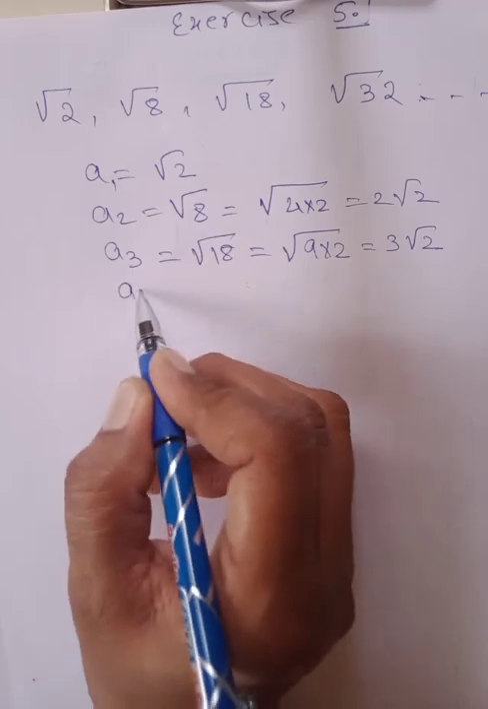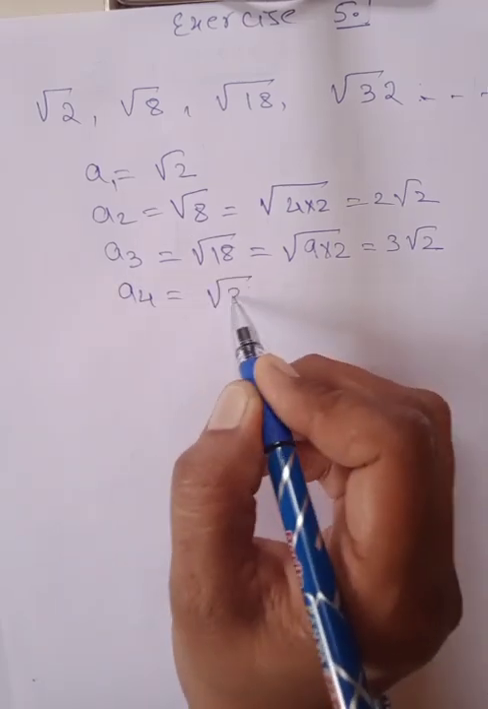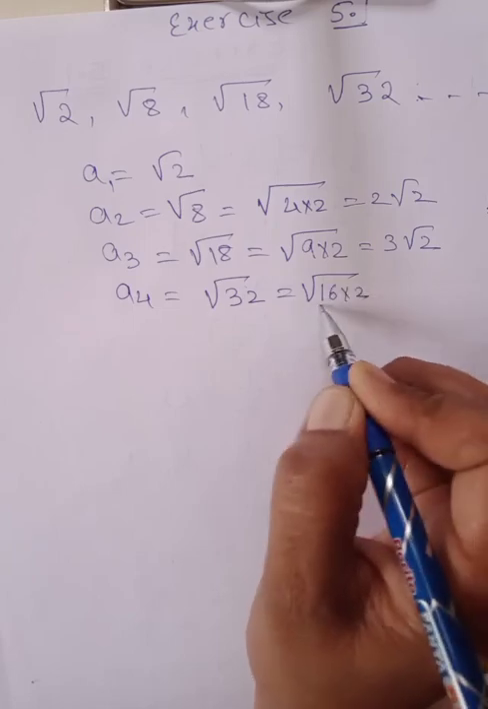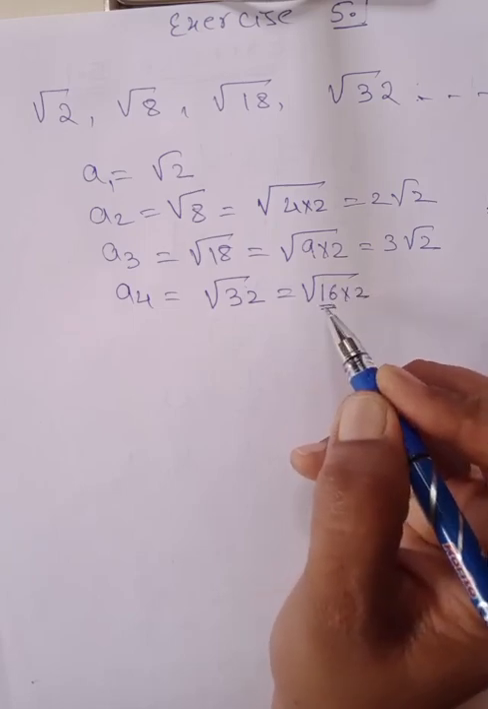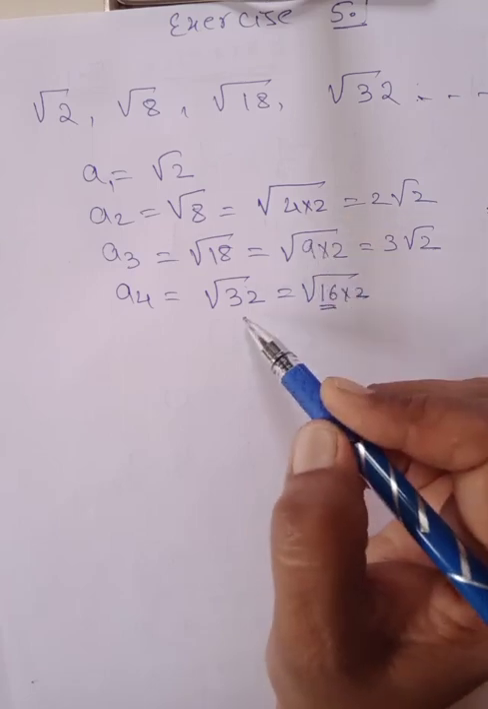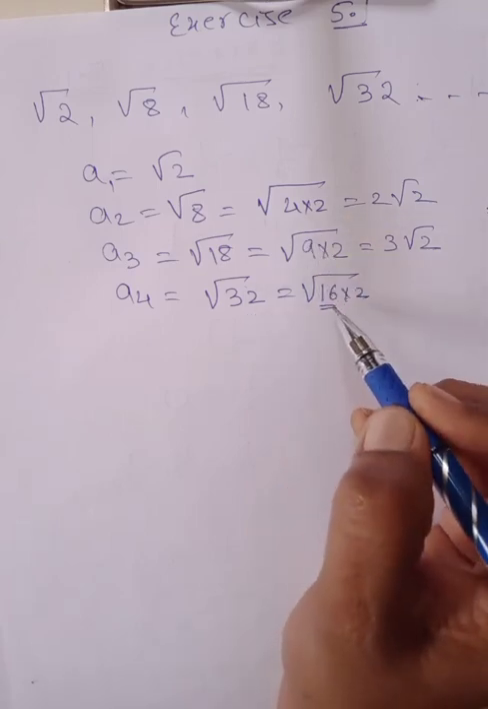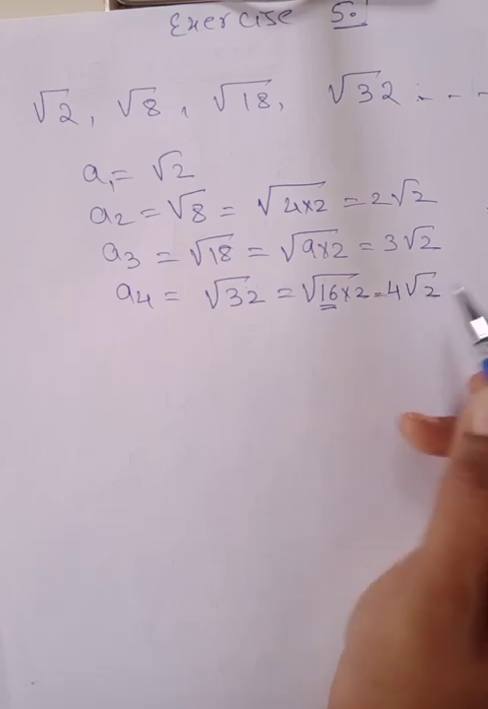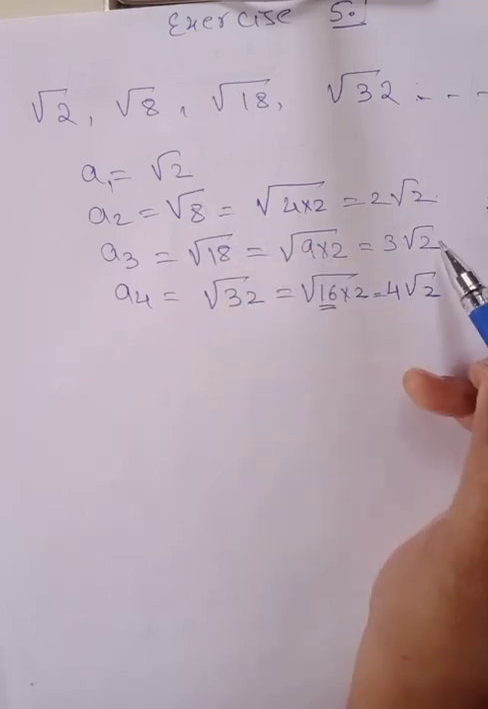The same way you go with A4, which is equal to root 32, it is given. So this can be written as 16 into 2, as I just now explained. 16, you are going to select the numbers which are perfect squares, and you are splitting the numbers as a product of the perfect square numbers. So which is equal to 4 root 2. This is our A1, A2, A3 and A4.